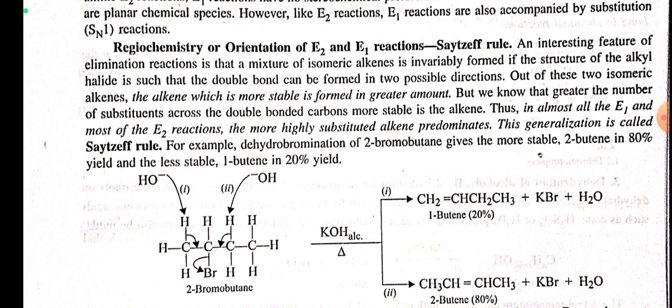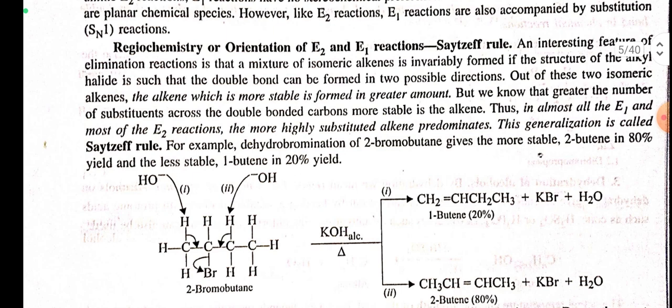Regiochemistry, or the orientation of E1 and E2 reactions. Saytzeff rule. An interesting feature of an elimination reaction is that a mixture of isomeric alkenes is invariably formed if the structure of the alkyl halide is such that the double bond can be formed in two possible directions.